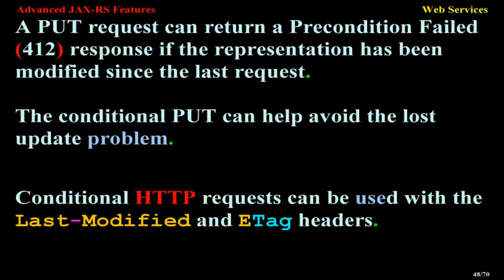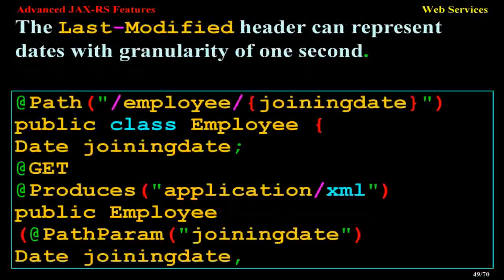A PUT request can return a 412 Precondition Failed response if the representation has been modified since the last request. The conditional PUT can help avoid the lost update problem. Conditional HTTP requests can be used with the Last-Modified and ETag headers. The Last-Modified header can represent dates with a granularity of 1 second.